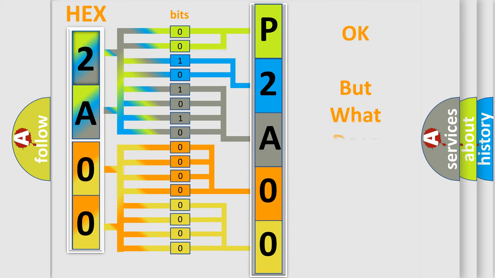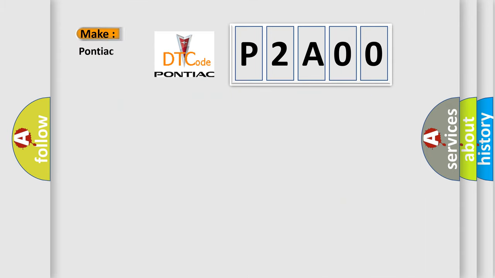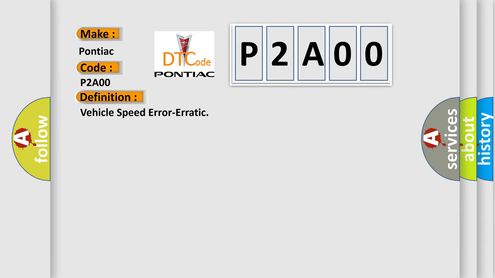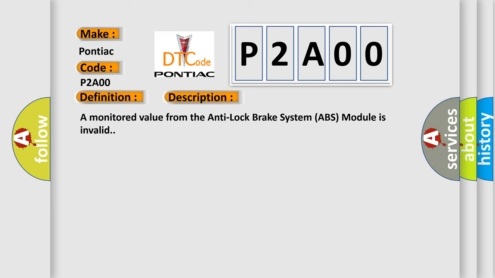The number itself does not make sense to us if we cannot assign information to what it actually expresses. So, what does the Diagnostic Trouble Code P2A00 interpret specifically for Pontiac car manufacturers? The basic definition is vehicle speed error erratic. And now this is a short description of this DTC code. A monitored value from the anti-lock brake system ABS module is invalid.